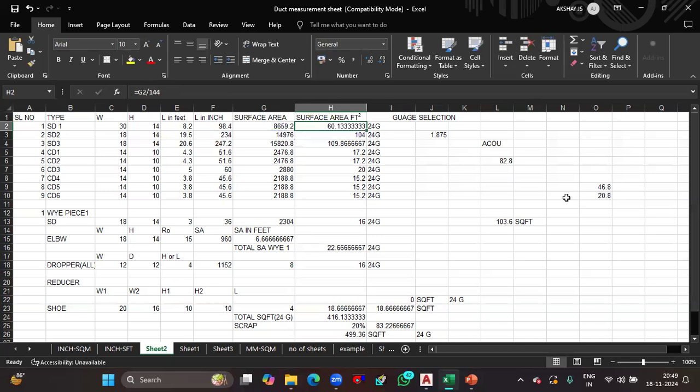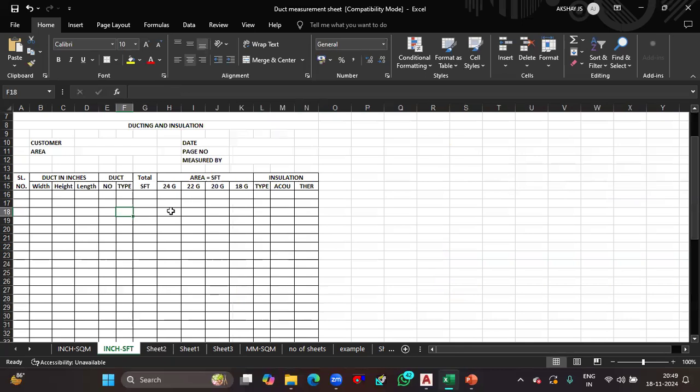Okay, so 60.133. According to the size, we know that this is 30, the largest dimension, while comparing width to height, it is 30 inches, isn't it? So you can directly enter the value. It has to be 24 gauge. But normally, you don't need to concern yourself about these factors.